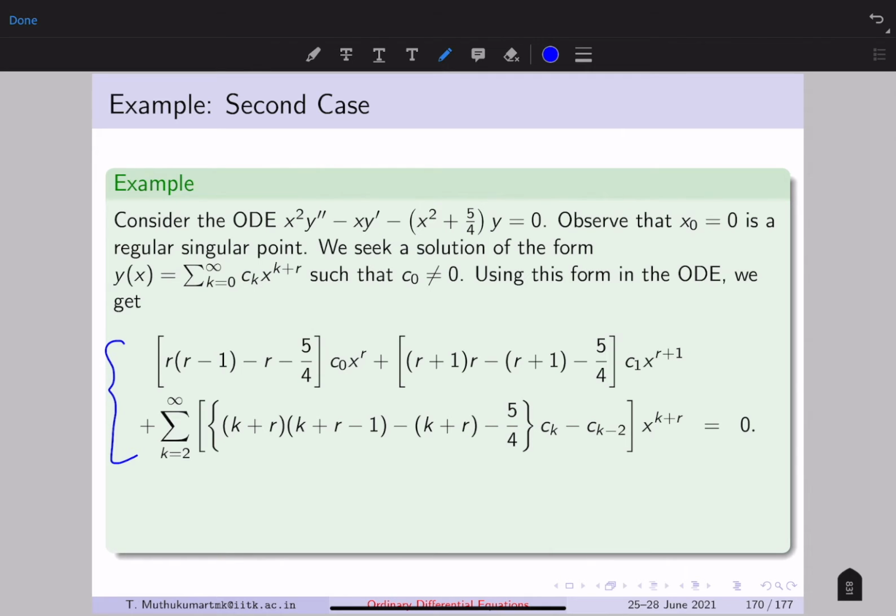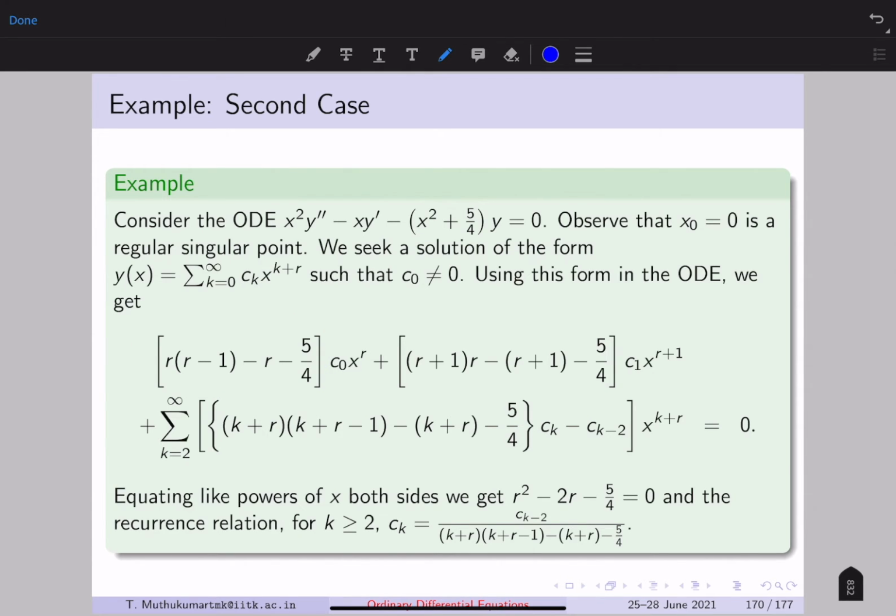And since C0 cannot be 0, equating the first term to 0, you get the indicial equation. The other terms will give you a recursive relation. This will give you a relation for C1. So if you solve for the indicial equation, you get an indicial equation which is this, and then a recursive relation, which is this for k greater than or equal to 2, because k is starting from 2 here.